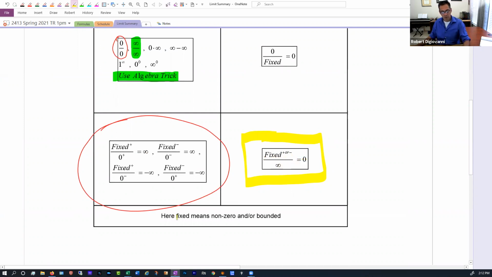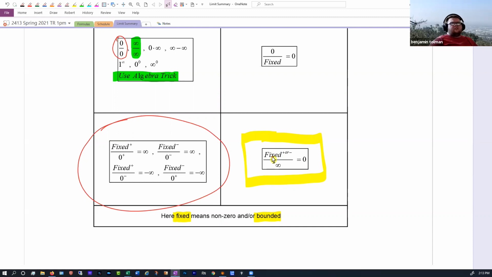But do y'all see what I wrote down here about what I mean by the word fixed? I say here, fixed actually means either a non-zero number, so it could be like the number 5 or -3 or 10 or something like that, or bounded. So when I say fixed in this little sheet I made you, I really mean either a number or a bounded function.